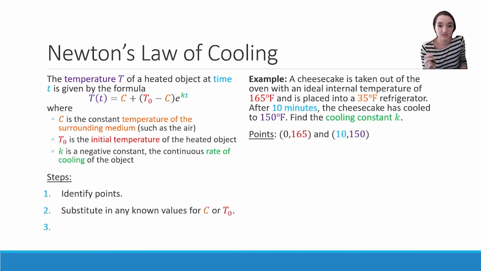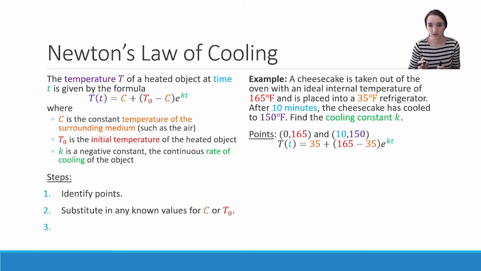We then substitute in any known values for the constant temperature or the initial value of T. So here, once again, 165 is our initial temperature, and the constant of the medium is 35 degrees. The air temperature within the fridge is 35 degrees. So that surrounding room temperature, 35 degrees. So we plug those in like so. And then I can technically simplify this a little, but I'll get to that later.